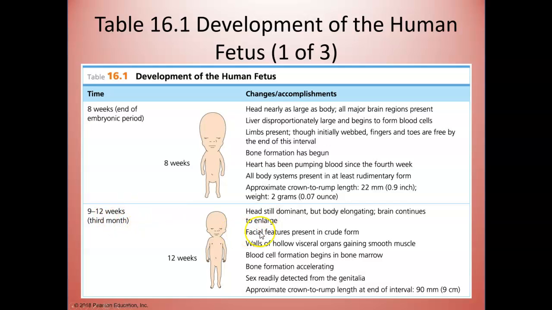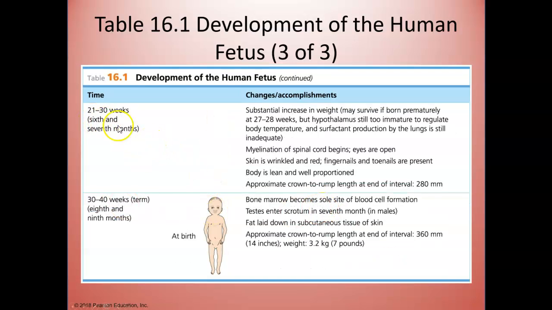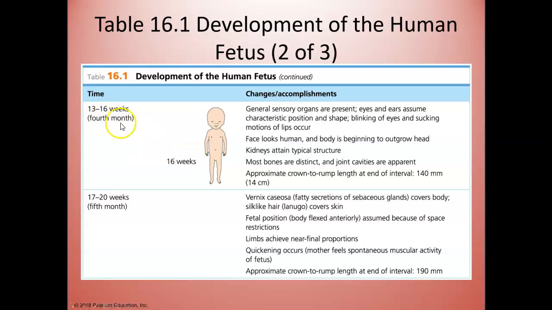By the end of week 12, the head's still really large. Facial features begin to be more present. We start to get the visceral organs smoothing out. Bone cell formation is beginning in the bone marrow. We're starting to identify whether we're looking at males or females. Crown to rump at this point is 90 millimeters or 9 centimeters, which is a little under 4 inches. Okay, and then next up, here we're looking at 13 to 16 weeks.